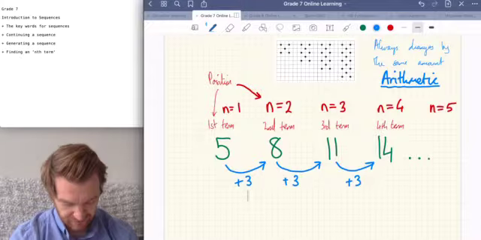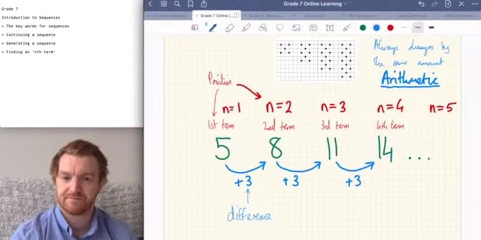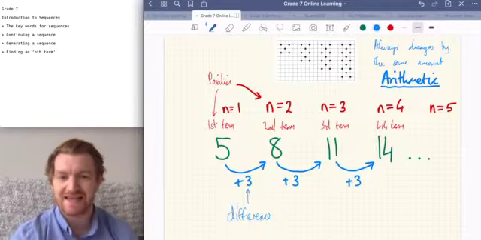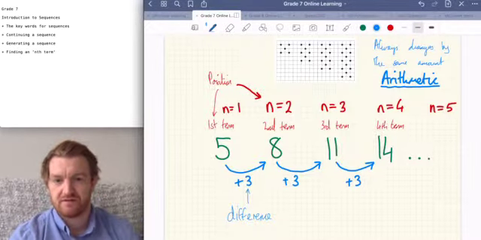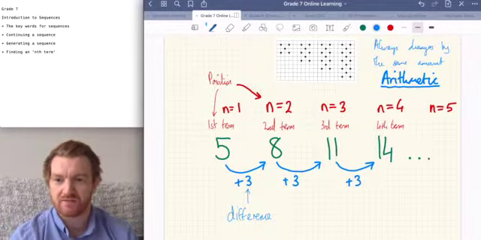What do we call this number here? How much it's changing by? We call this the difference. How much each term changes by is the difference. So those are the key terms. Okay, it's an arithmetic sequence. N is where a number comes, and the difference is how much it's going up by.